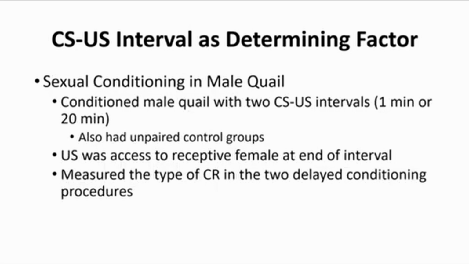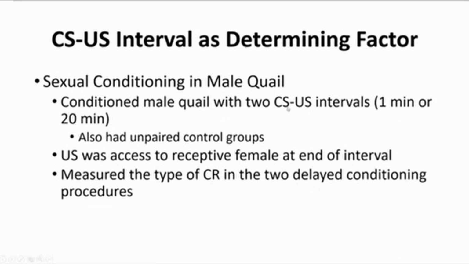And so we can come back to our sexual conditioning in male quail because, again, this is something that a lot of people have studied, and we can look at the length of intervals and how it affects sexual conditioning in these quail. So the experiment that we're going to be looking at was done by Akins in 2000. Having trouble with decimals today, but basically they had male quail who were given two different CS-US intervals.